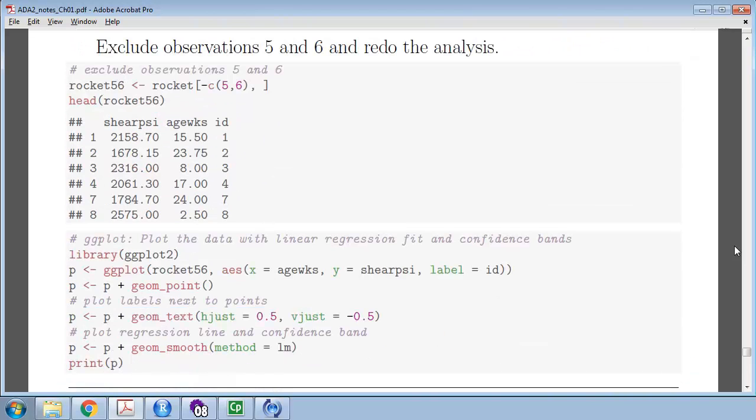All right, I redo the analysis excluding observations 5 and 6. Notice that I use subsetting to do that. So here the minus sign indicates I'm going to exclude those observations, rows 5 and 6, and I'm creating a new data frame, rocket 5, 6, which actually excludes those, and you can see between rows 4 and 7, those row labels, 5 and 6 isn't there anymore.